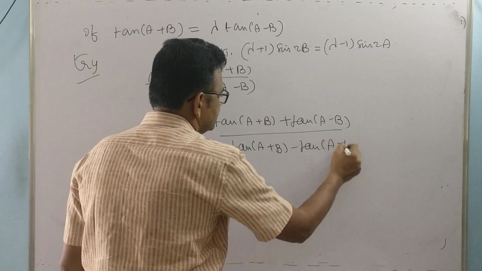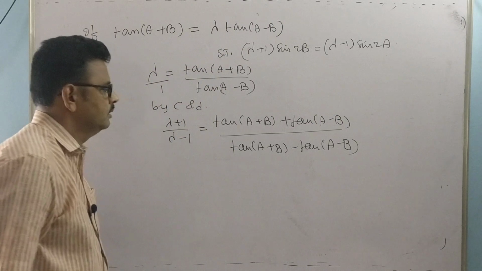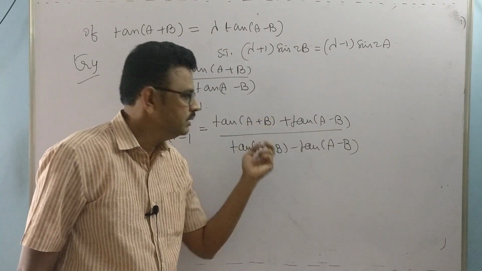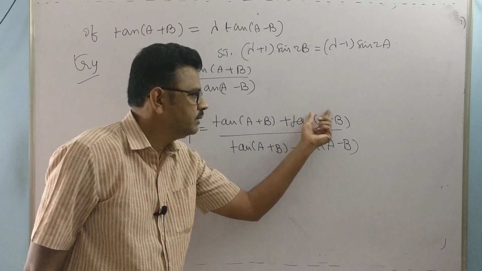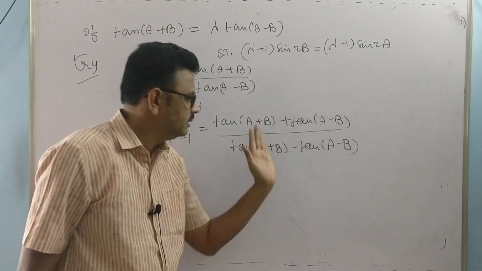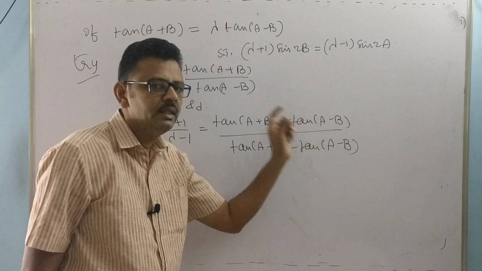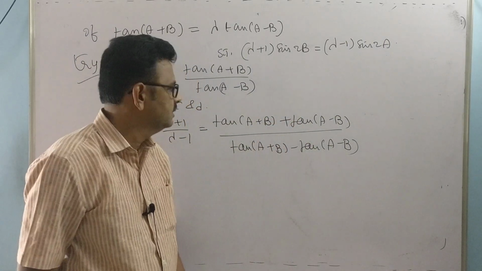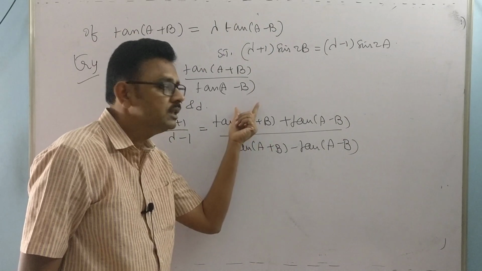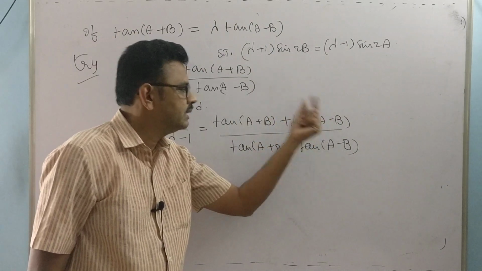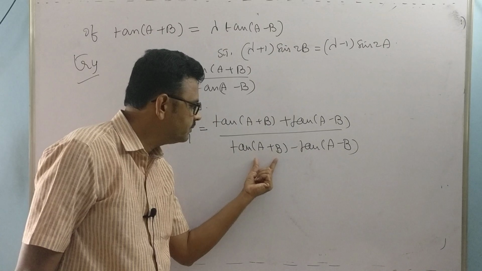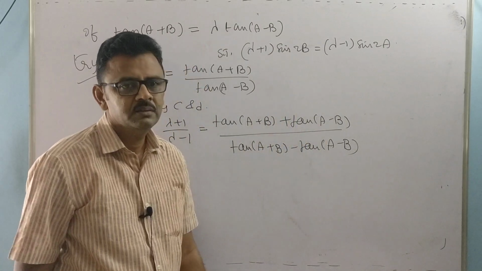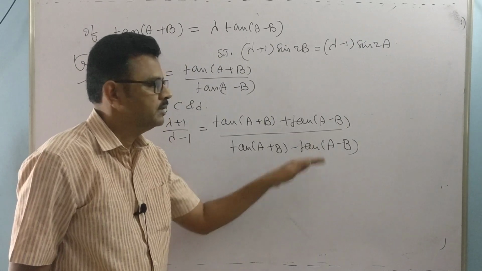Now tan of (a plus b) can be written as sin of (a plus b) by cos of (a plus b), and similarly sin of (a minus b) by cos of (a minus b). Write the denominator also like this, and then taking the LCM, the denominators both get cancelled. After that, the numerator is sin of (a plus b) plus sin of (a minus b) by sin of (a plus b) minus sin of (a minus b). So directly you get the answer. Okay, you have to complete this problem. Thank you.